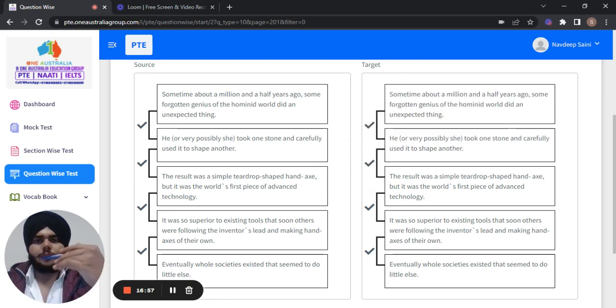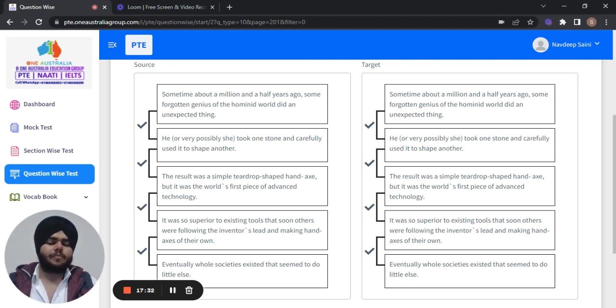So, some time ago, someone existed. They did an unexpected thing. What did they do? They took a stone and carefully used it to shape another. What happened after that? The result was an axe, which was the world's first advanced piece of technology. What about the axe? It was so superior to existing tools that soon others were following their inventor's lead. What happened at the end? Eventually or ultimately, these two can be used in place of the other, right? Ultimately, whole societies existed that seemed to do little else.